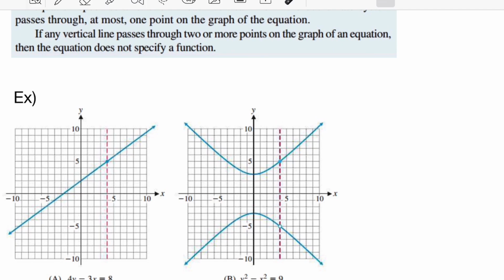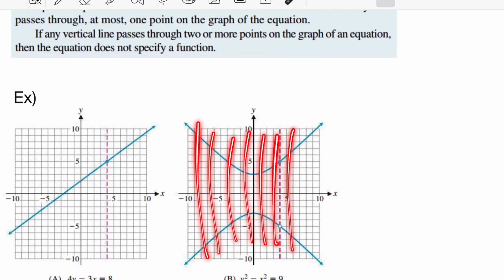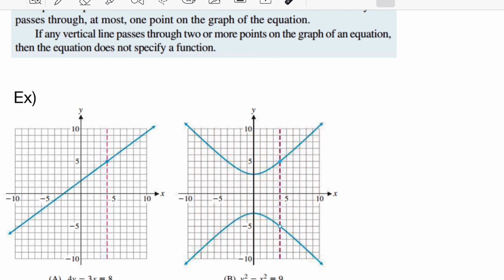Now, if we look at this graph here on the right, doing the same thing, drawing a bunch of vertical lines, we see that each line actually passes through our graph at 2 points. So this automatically tells us that since this vertical line is intersecting our graph at 2 points, that we do not have a function.